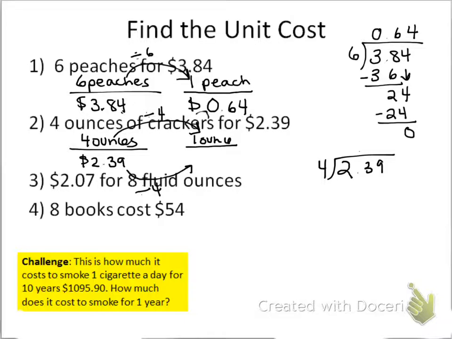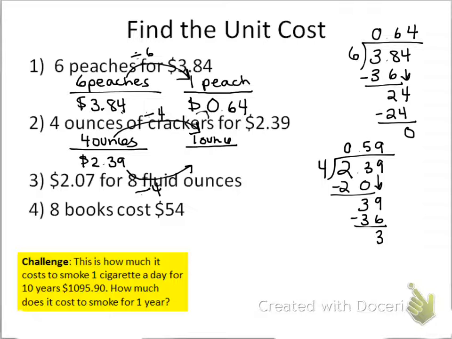Can 4 go into 2? No, so I put a 0. Can 4 go into 23? Yes, it can. It can go in 5 times. And 5 times 4 is 20. 23 minus 20 gives me 3. I bring down that 9. How many times can 4 go into 39? 4 goes into 39 9 times, and 9 times 4 is 36. 39 minus 36 gives me 3.